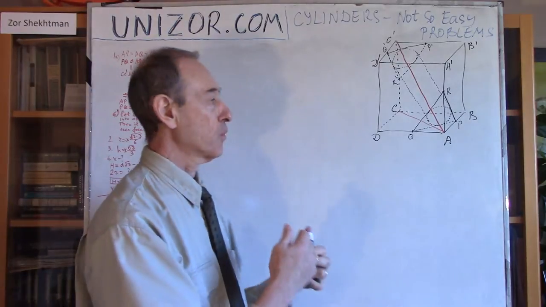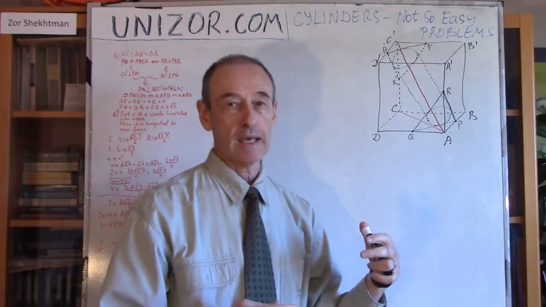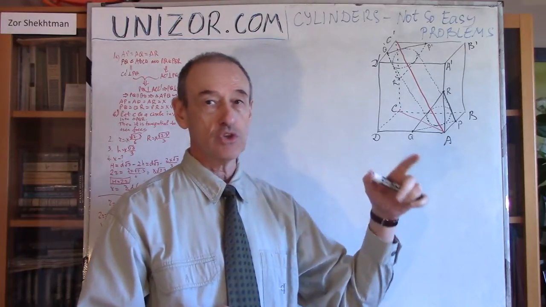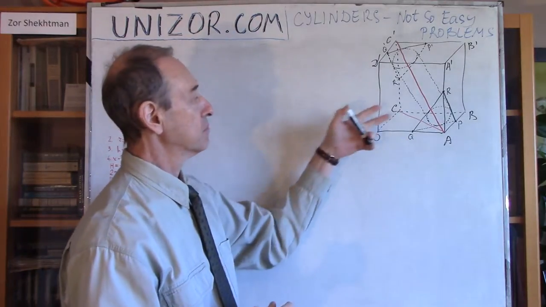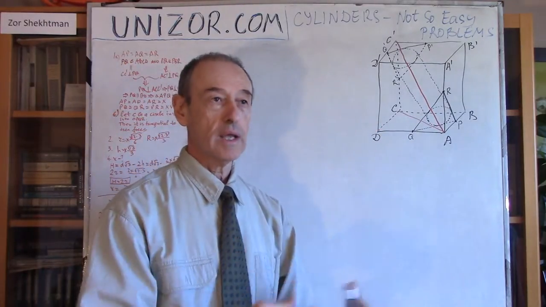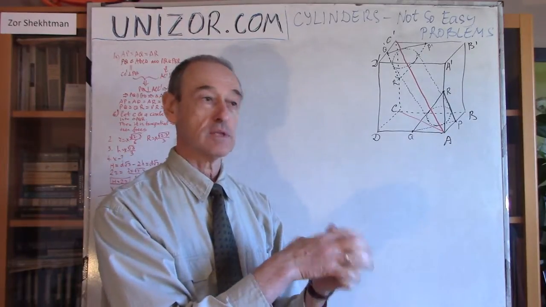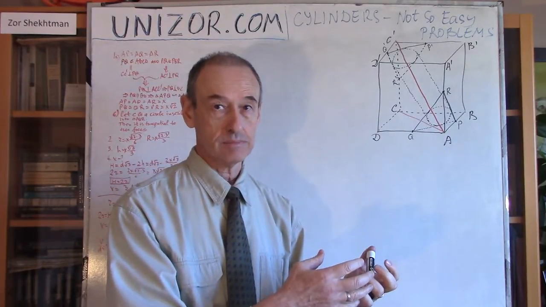But as you know, with any scaling, the volume grows as the scaling factor in cube, which means that both volume of the cylinder and volume of the cube will grow by the same factor, so their ratio is constant. So that's why the problem makes sense.